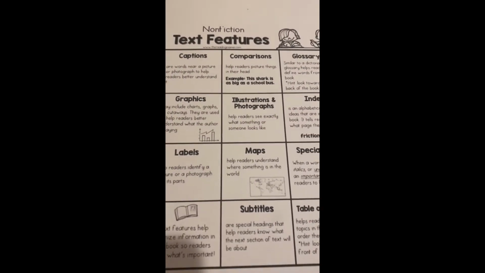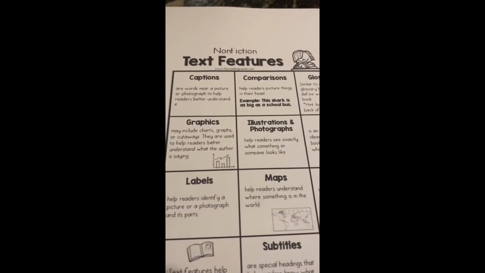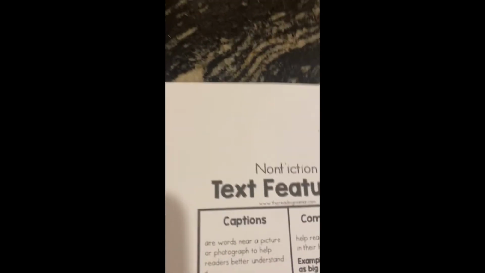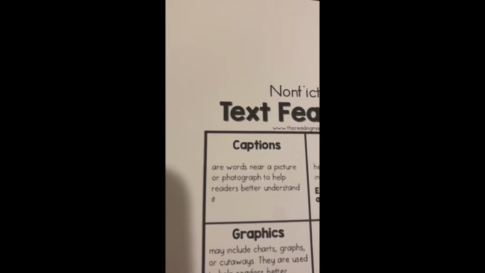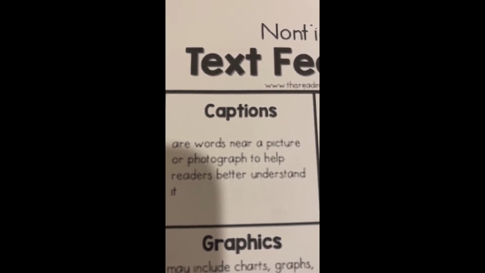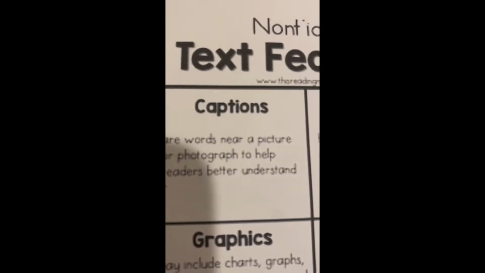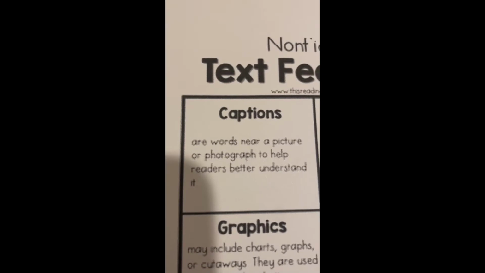So they have these things called features. A feature is just something in it or about it or that makes it what it is. So inside of the nonfiction story like Scholastic News, we might find that there are captions. That's that first word there, captions. You see, it tells you right in the chart. Captions are words near a picture or photograph to help readers better understand. So when you find a caption, it's usually right next to a picture or a photograph.